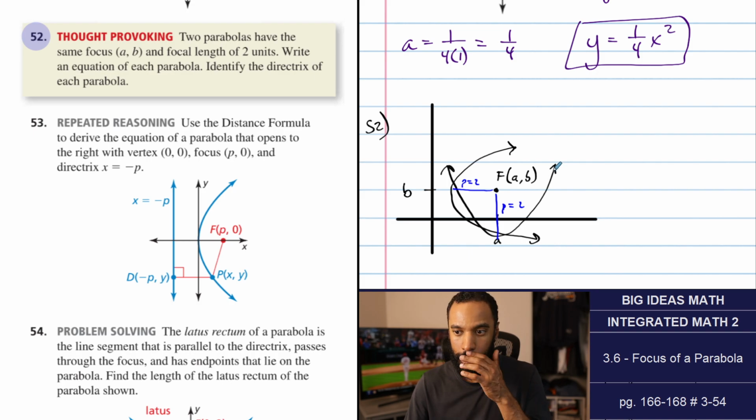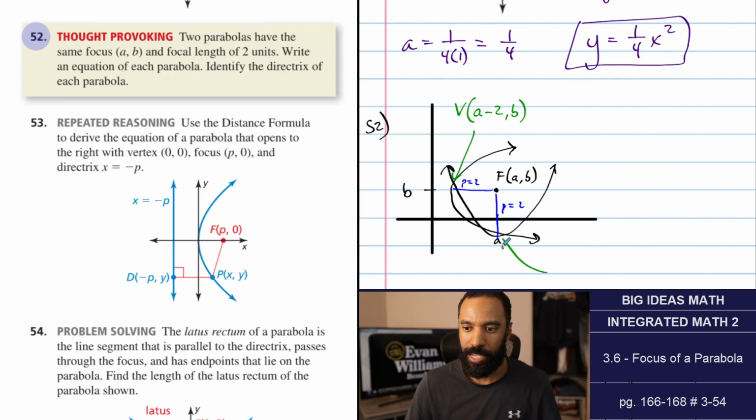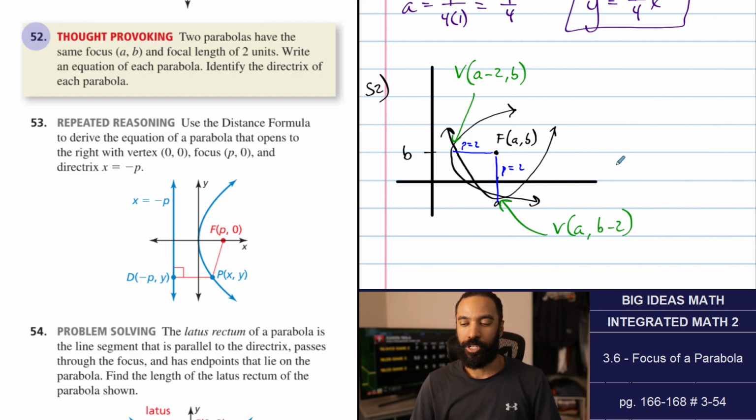Now, they have 2 different vertexes. I know the drawing's really strange, but the vertex of this one is 2 less than this A. That's A minus 2, comma B. The vertex of this one is 2 less than B. That is A, comma B minus 2. They say write an equation of each parabola, identify the directrix of each parabola.